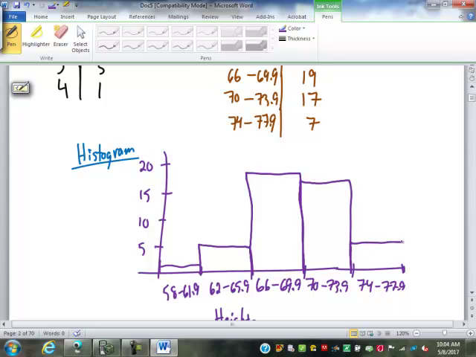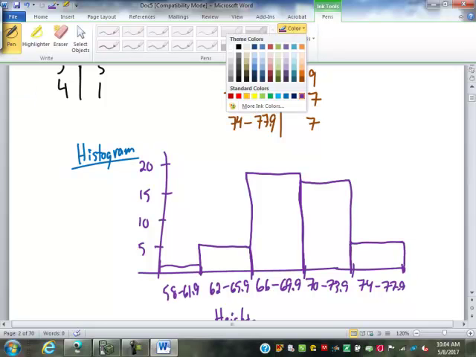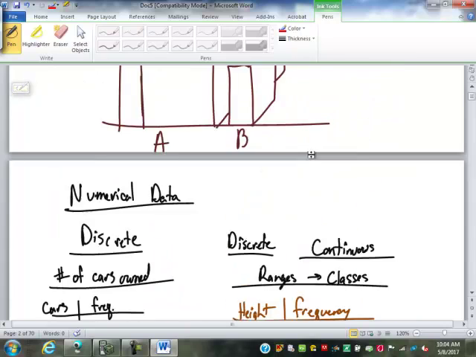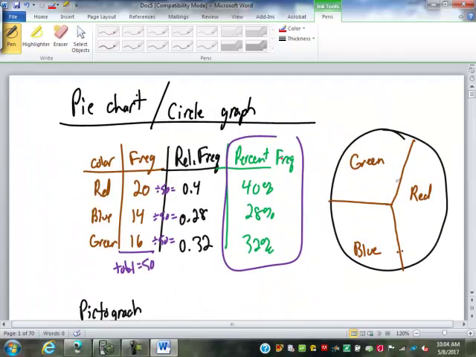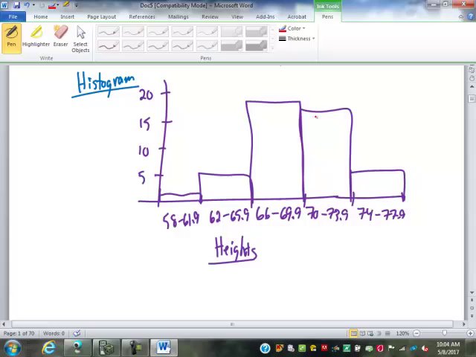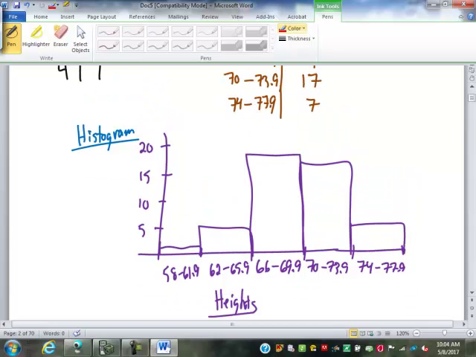What do you notice about these bars that's different from the ones I made for the regular bar graph? To remind you, we'll go up here. Oops, that's right, the Word document shut down. The bar graph we had, red, blue, green, looked something like this.